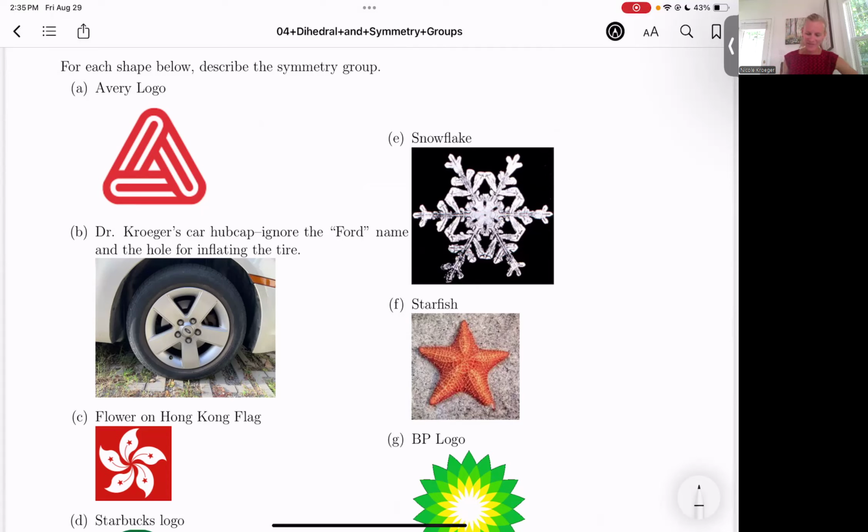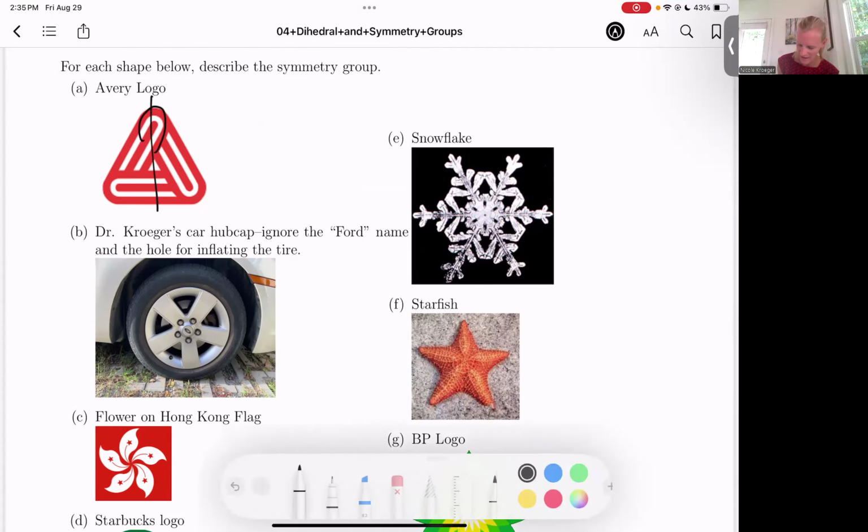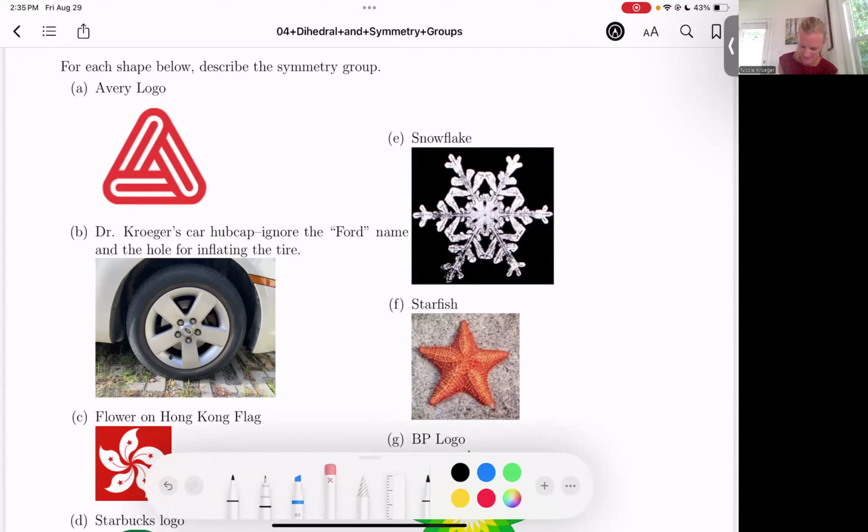I'm going to notice that the Avery logo doesn't have any reflections. If I try and reflect because of this crossover shape, it's not going to reflect to be the same thing. So it only has rotations, which means it's going to be a cyclic group. And it has three rotations. I can rotate here, here, or here. So C3 will be the symmetry group of the shape. It just has three rotations in there by 120 degrees each.